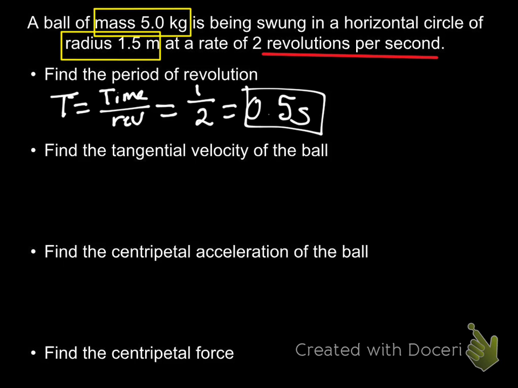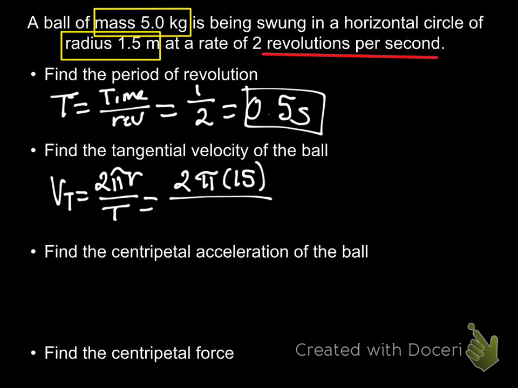Now, because our period is the same, does that mean our tangential velocity is going to be the same? Why not? The radius is different. So this process, it is still 2 pi r over the period. So we have 2 times pi times a radius of 1.5 now, divided by 0.5. So we've increased our radius, but our period is staying the same.